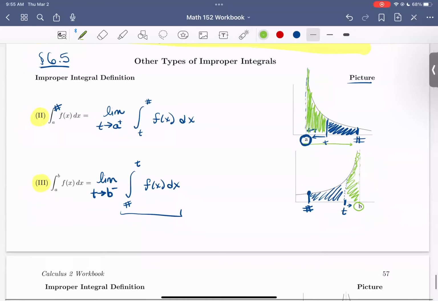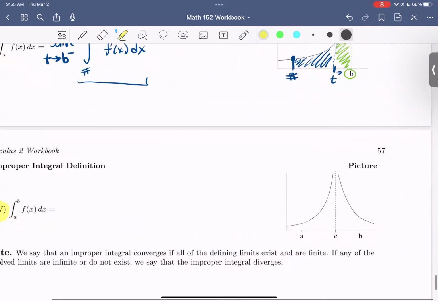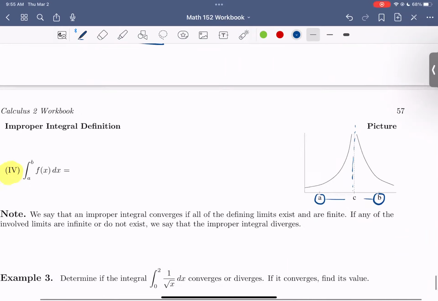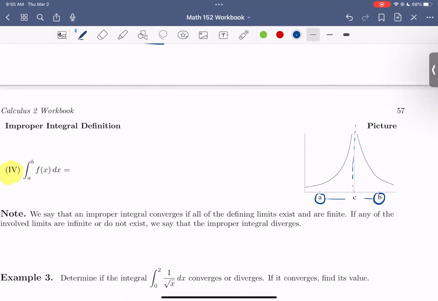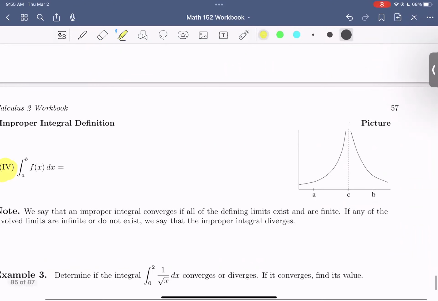Okay, so now let's look at the fourth way that we can meet an improper integral. Let's look at the picture here. If we're computing an integral from A to B, and then maybe our graph has an asymptote in the middle of that bound, how do we handle that? Well, we actually break up this integral into 2 integrals that we saw in the previous 2 definitions. We need to treat this as one integral from A to C, and then another integral from C to B.